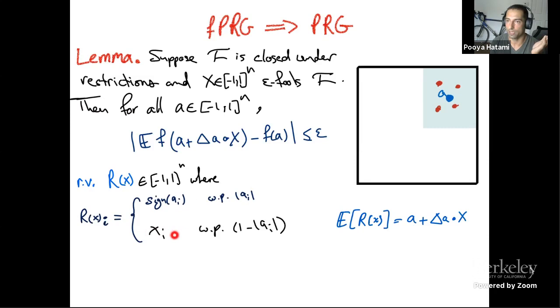And you can see that the expectation of R of X is exactly this vector that we care about. It's the next step of the random walk. Does that make sense? Because the expectation is absolute value of a_i times sign of a_i, which is just a_i, plus one minus absolute value of a_i, which is just delta a_i times x_i. So it's exactly this quantity.